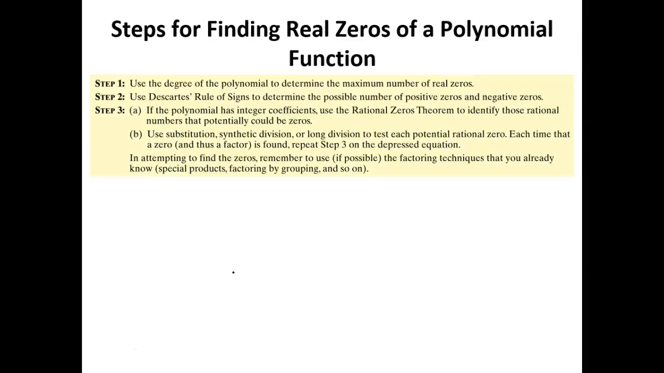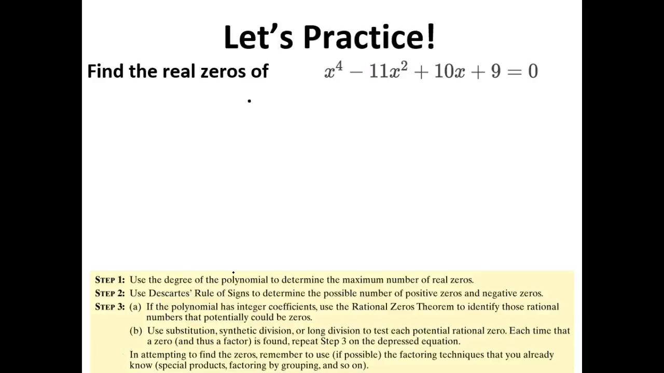So, steps for trying to find these real zeros of a polynomial function. The first step would be to use the degree of the polynomial to determine the maximum number of real zeros. Then use Descartes' rule of signs. Then if it has integer coefficients, we can use the rational zeros theorem. And then break it down, is what those last steps are saying. So let's try to do that once with an example.